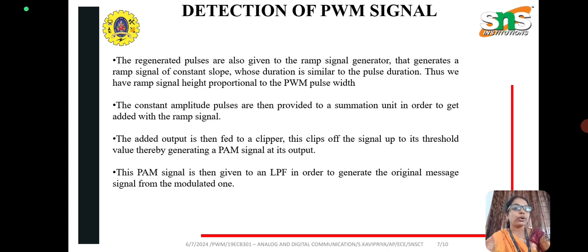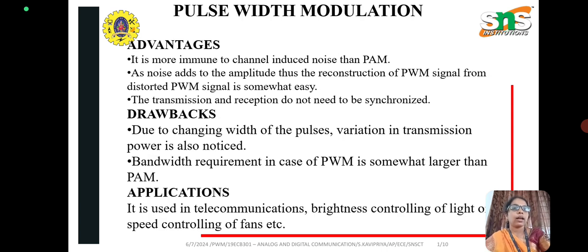The added output is then fed to the clipper. This clips off the signal up to its threshold value, thereby generating a PAM signal at its output. This PAM signal is now given to the low pass filter in order to generate the original message signal from the modulated one. And what are all the advantages of this pulse width modulation signal?